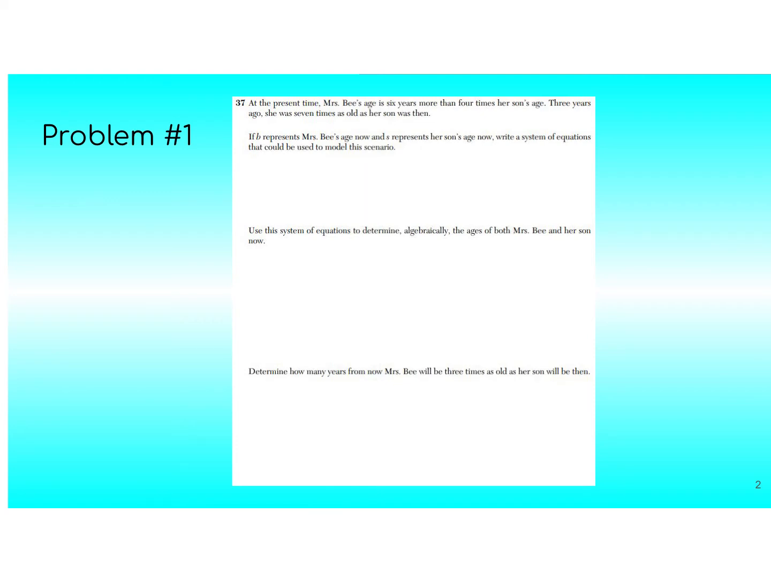For problem number 1, it says that Miss B's age is 6 years more than 4 times her son's age, and 3 years ago she was 7 times as old as her son was then. So they give us the variables. B is Miss B, and S is her son. So we need to write a system.